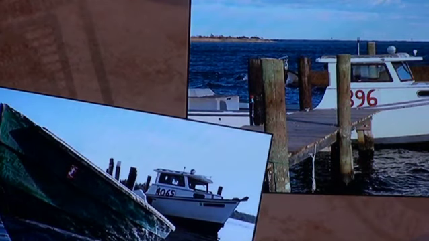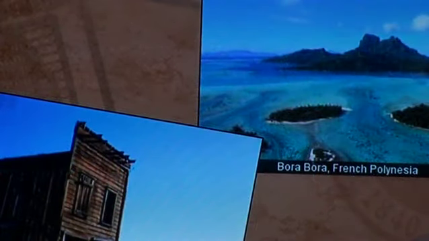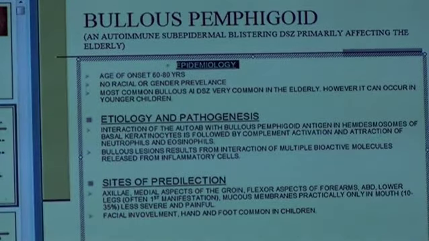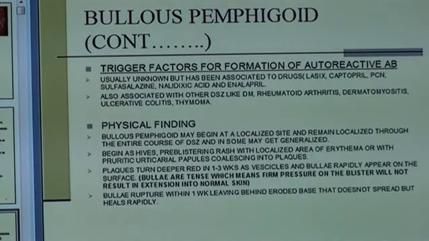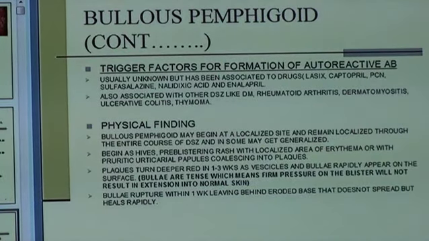The trigger factors for the formation of the autoreactive antibody are usually unknown, but have been associated with some drugs like Lasix, captopril, penicillin, sulfasalazine, and allopurinol. Also associated with other diseases like diabetes, rheumatoid arthritis, dermatomyositis, ulcerative colitis, and thymoma.